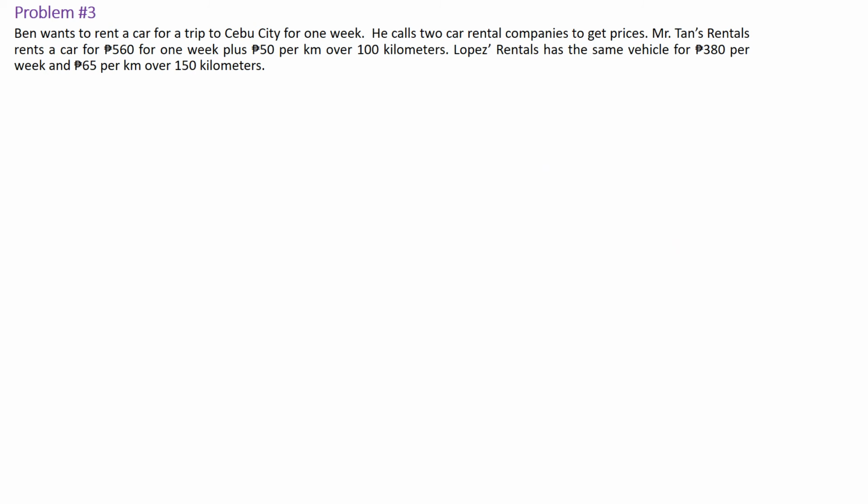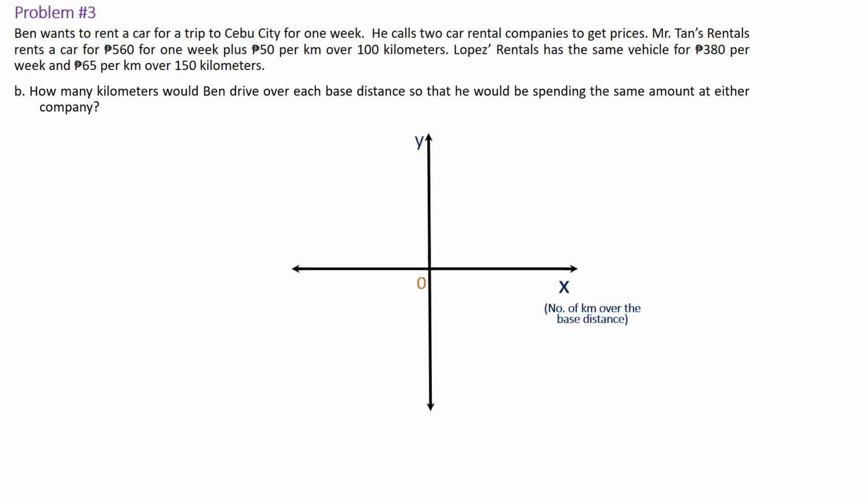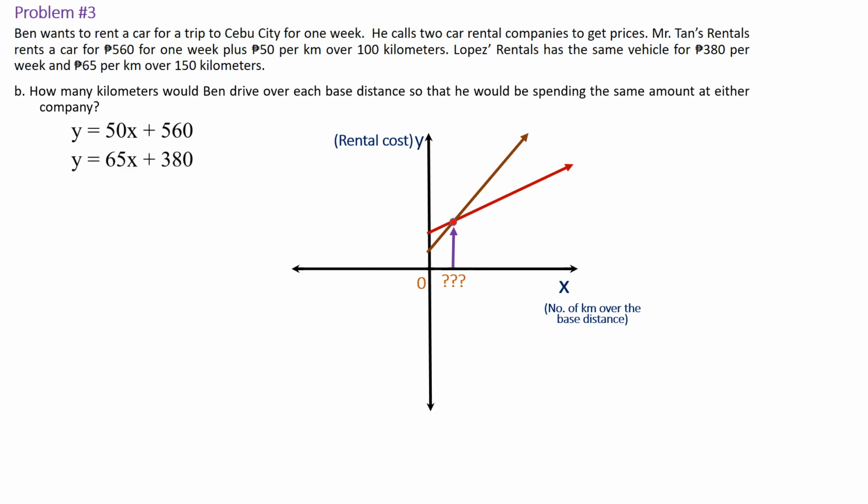Now let us try to solve the second question. How many kilometers would Ben drive over each base distance so that he would be spending the same amount at either company? So let us graph again, with x as the number of kilometers over the base distance and y as the rental cost. So here's the graph, and what we are after is to find this x, or the number of kilometers over the base distance, which is exactly pointing to the point of intersection of the two graphs. So we have the two mathematical models for Mr. Tan and Mr. Lopez, and then we're going to solve this by subtracting the two equations.